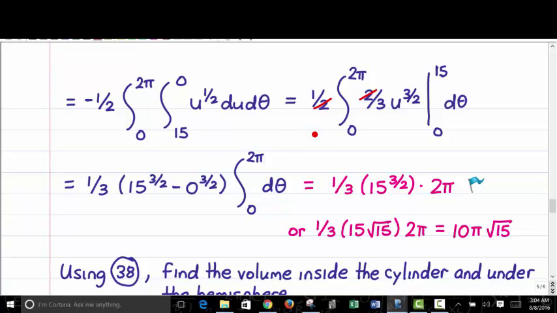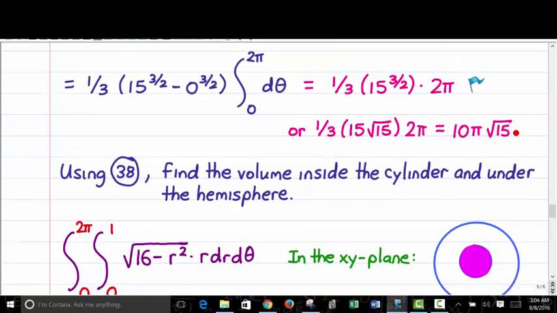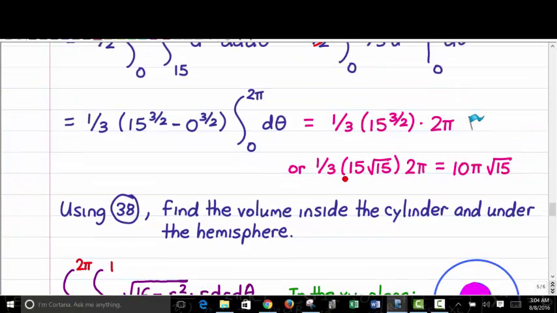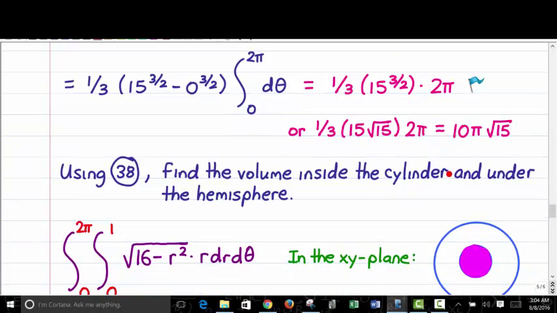I skipped a step here, but I'll mention it. The antiderivative of d theta is just theta, so you're basically throwing in a 2 pi minus 0. So you're tossing in a 2 pi. And then I came up with a couple of different versions of that answer. Doesn't mean we were wrong or anything. 15 to the 3/2 is the same thing as 15 times the square root of 15.